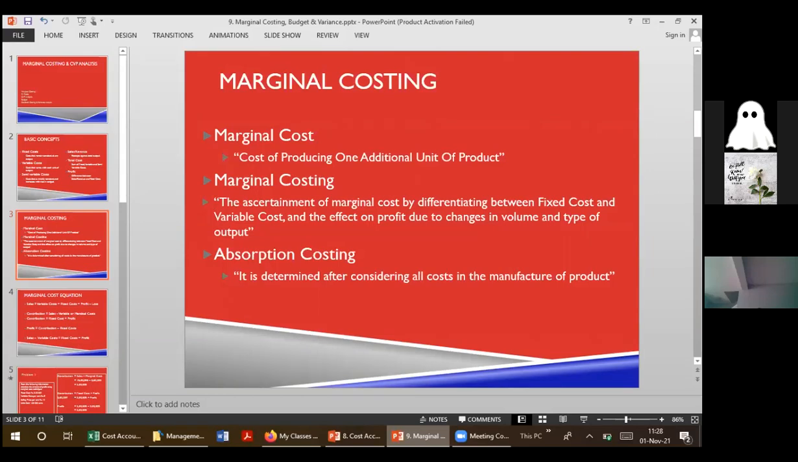Then we have absorption costing. It is determined after considering all costs in the manufacture of a product. Absorption cost, in simple words, means how much cost the product absorbed, or how much money it absorbed. That is absorption costing.